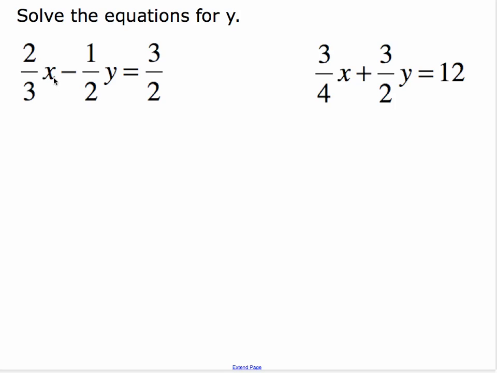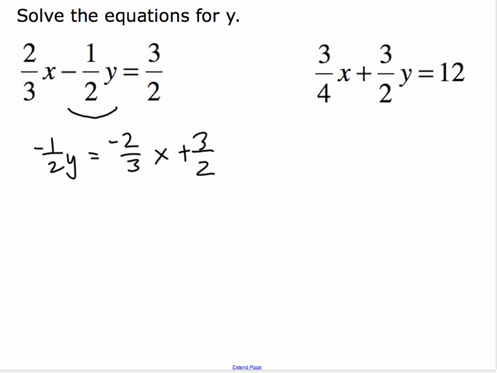Okay, so this first one, I need to get y by itself. So I'll do it a couple of different ways. I'll do this one one way and this one another way. One way that a lot of students would do is say, okay, let's first get this y term on one side, and move this one to the other side. So I'll leave the negative 1/2 y here, and then I'll take this 2/3 x and move it to the other side of the equal sign, making it negative 2/3 x, and I still have a positive 3/2 there. Okay, so I'm pretty good, but I also have a negative 1/2 that I have to get rid of.